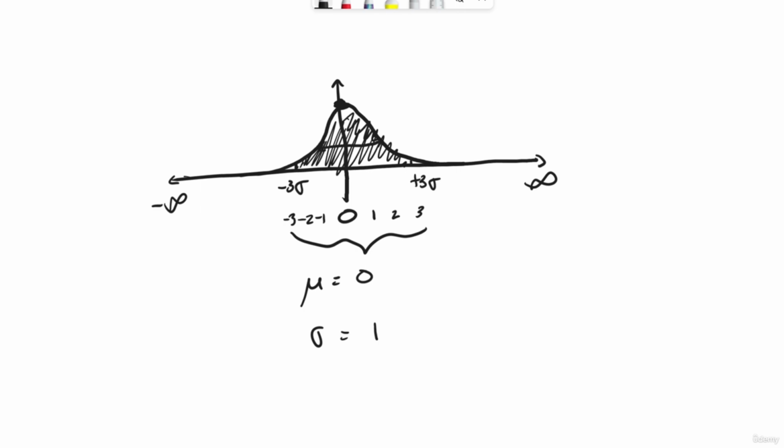The function itself is a little crazy. I think it's a little wild. For such a clean looking curve, it's pretty complicated to look at, but that's the normal distribution. That's what the mean of the normal distribution means, and how the standard deviation determines its width.